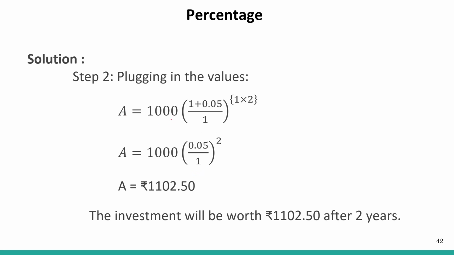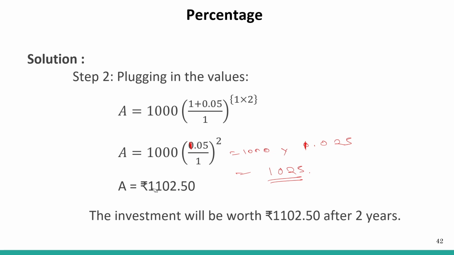Plugging in the values, what we can see is 1000 into (1 plus 0.05) whole to the power 2. So it will be equal to 1000 into 1.05 squared. So this will be 1000 into 1.1025. Okay, so this will be equal to 1025. Multiply by 1000.